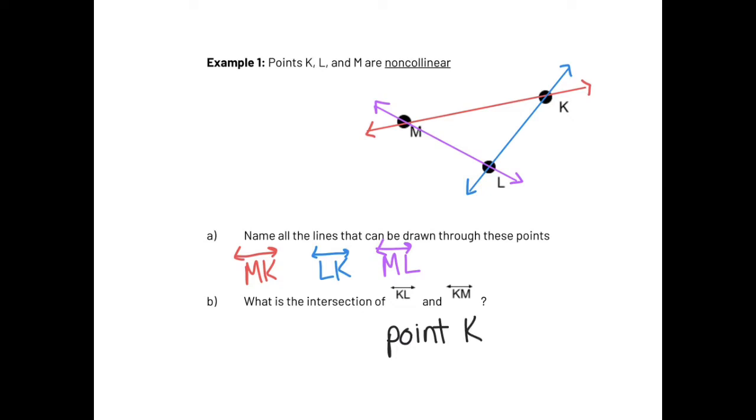So this covers 2 postulates here, postulate 1.1 and postulate 1.2. 1.1 states that a line is created from 2 distinct points. And then the second one states that when 2 lines intersect, they intersect at a point.